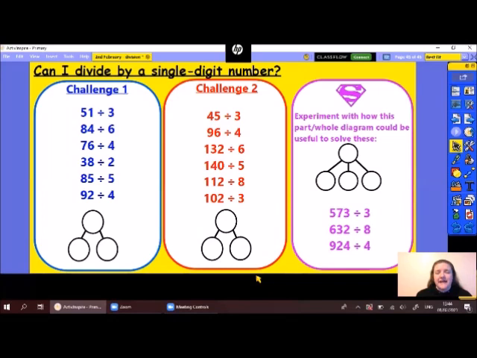The super challenge today is looking ahead at tomorrow's lesson, but trying to work it out before I tell you anything. So I want you to experiment with the part-whole diagram that I've shown here, the one where we partition into 3 different things. And I want you to work out how that might be useful for solving these sorts of calculations. So these divisions are a lot bigger than the ones we've been looking at today. See if you can work out logically how I would use that part-whole diagram to help me divide those numbers. And then tomorrow you can see if you were right or not by watching the video.